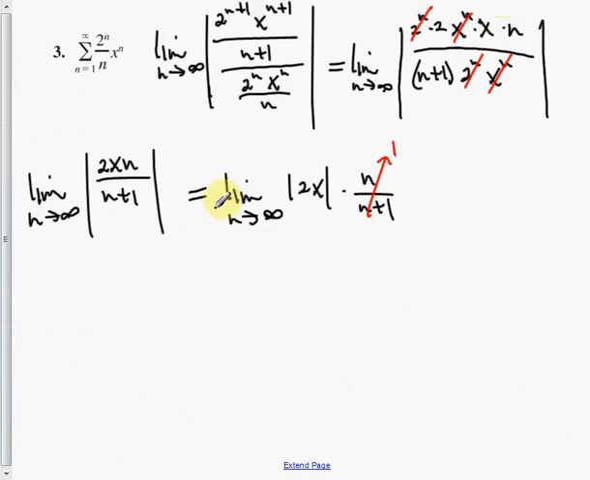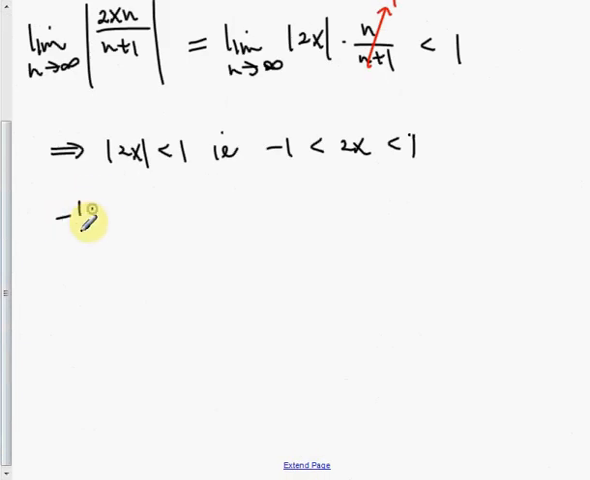The ratio test says that we have convergence if this limit is less than 1. So the absolute value of 2x is less than 1. That is negative 1 less than 2x less than 1. Now you divide by 2, so we get negative 1/2 less than x less than positive 1/2. The only thing that we've done to this problem is just to apply the ratio test. That's all we've done. So now we check the endpoints.